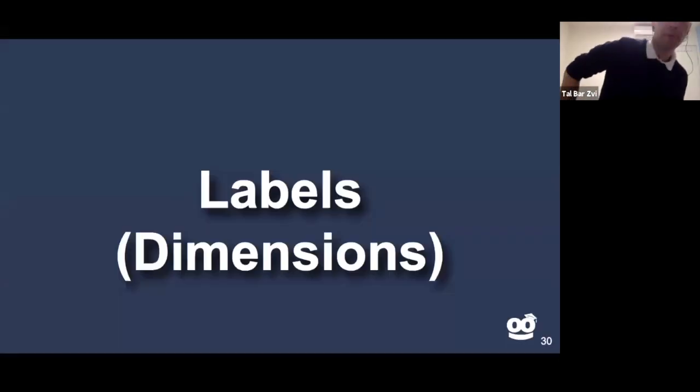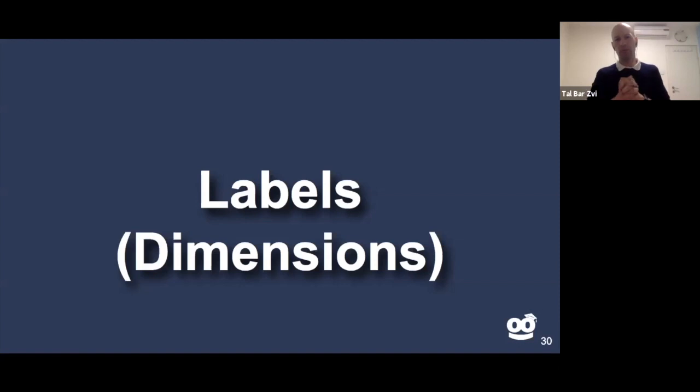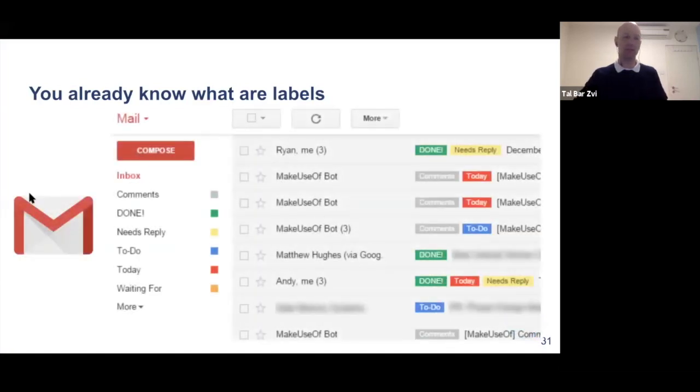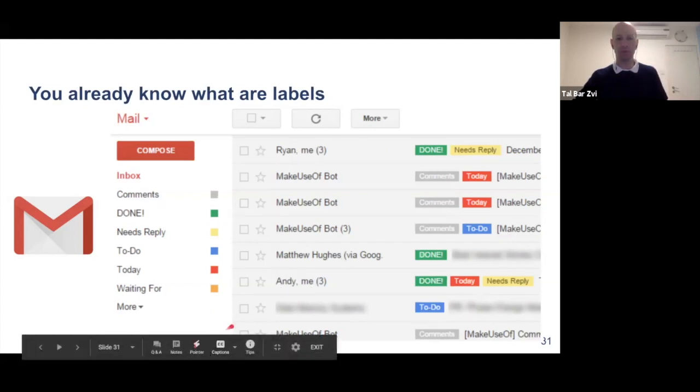I want to talk about the basics of Prometheus. And Prometheus actually is a database. It's a multi-dimensional database. It uses labels. But you already know about labels, right? Because you use Google Gmail, and you have labels. So if you want to see all the done items, you just ask for the dimension of done, and you will get back a vector of 1, 2, 3 conversations. If you ask for the dimension of today, you will get 1, 2, 3 conversations.